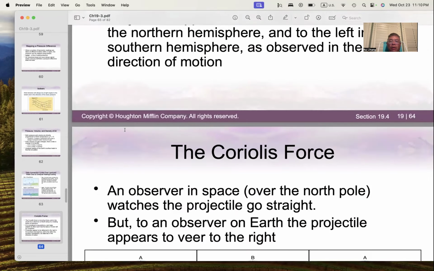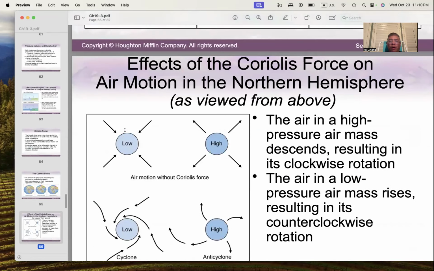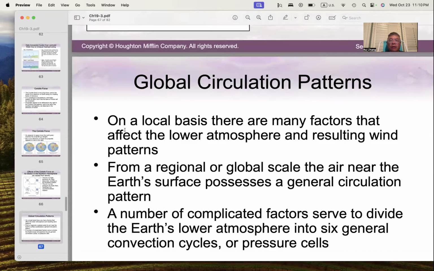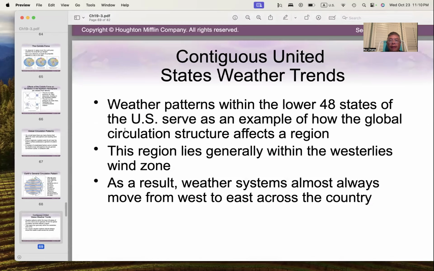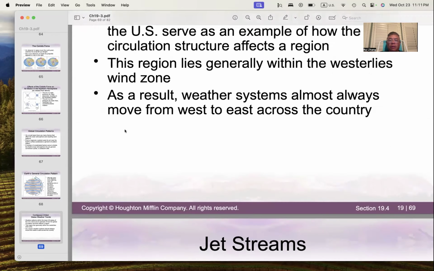There are other things like the Coriolis force, et cetera. Feel free to read about them. But the most important thing I want you to understand is this simple airflow, how the air flows.